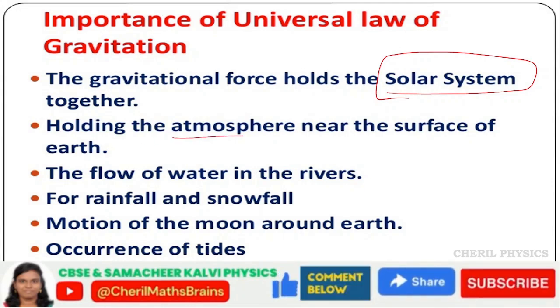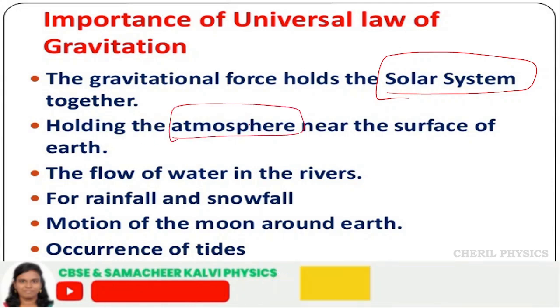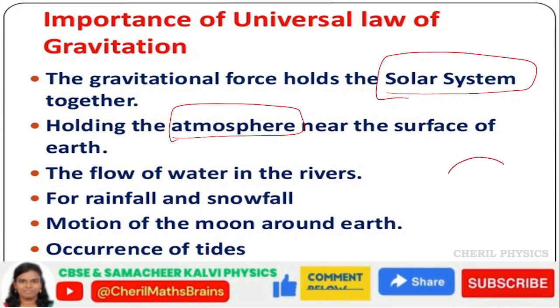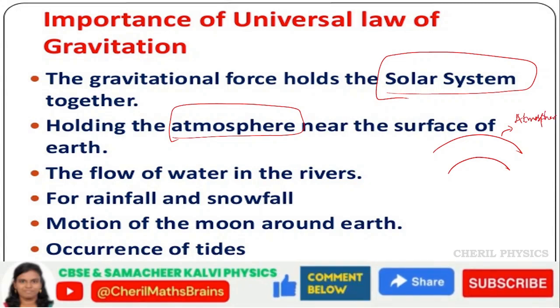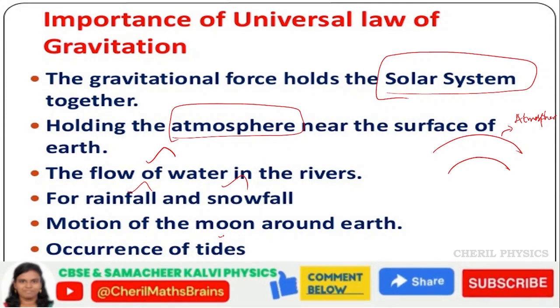Even the atmosphere is held near the surface of the earth. The surface of the earth up to a particular height is called the atmosphere. You would have read about the layers of the atmosphere and all that. The atmosphere is held because of this universal law of gravitation. And not only this, children, the flow of water in the rivers, rainfall, snowfall, occurrence of tides, everything is only because of this universal law of gravitation.